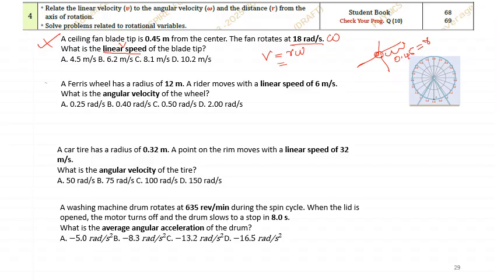Now, second question. A Ferris wheel has a radius. This is the Ferris wheel. Its radius is given and linear velocity they have given. They are asking for angular velocity. I think this is also an easy question. Try to do it and you can find out the answer.